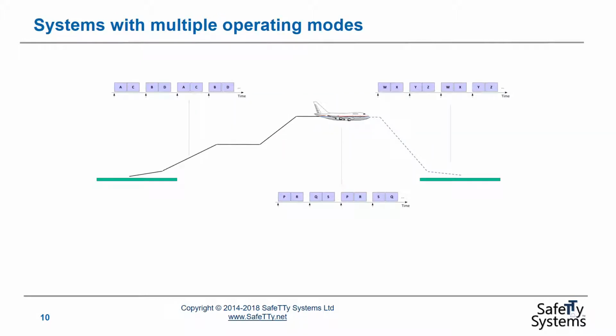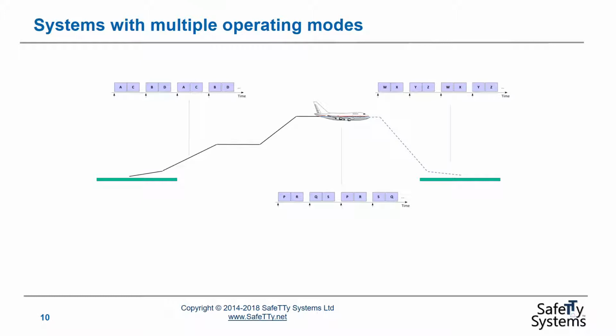In practice, the system will probably have multiple operating modes, and in each operating mode we may release different tasks depending on the requirements for the application. For example, in this aircraft design, we might have a different set of tasks that are used while the plane is leaving the runway. We might have a particular set of tasks while the aircraft is cruising in level flight, and we might have a different set of tasks that's used while the aircraft's coming into land.